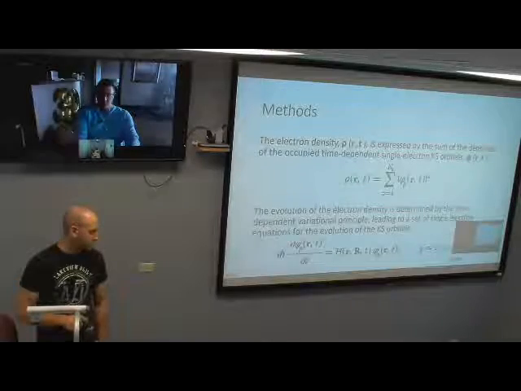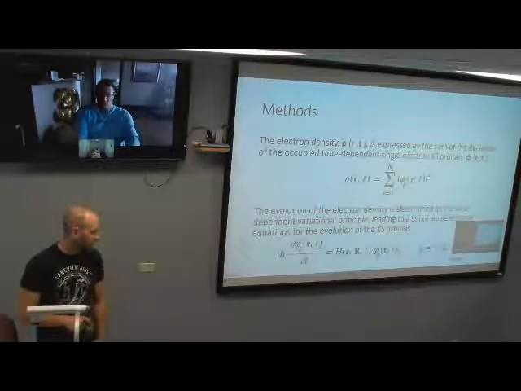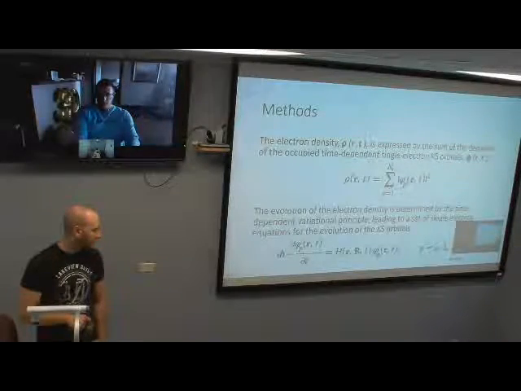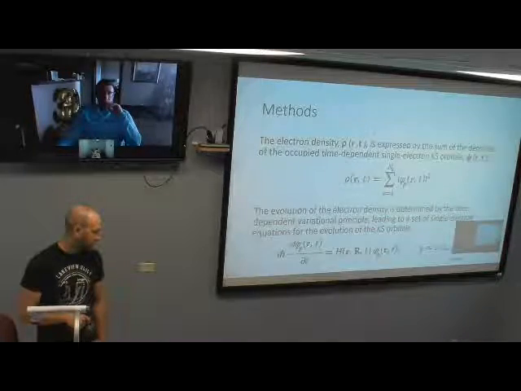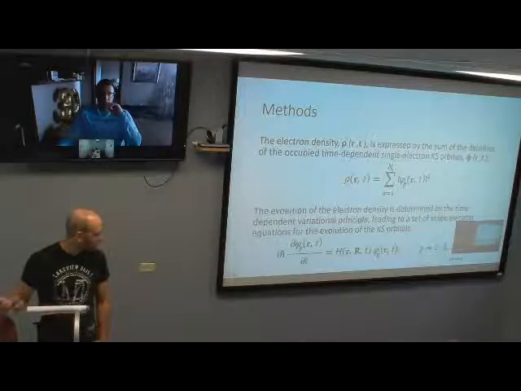So the electron density is, you know, pretty standard. You just take the square, I guess, or the inner product of the wave function with itself. They use the time-dependent Schrodinger wave equation with the Kohn-Sham orbitals to get the time dependence, I guess.